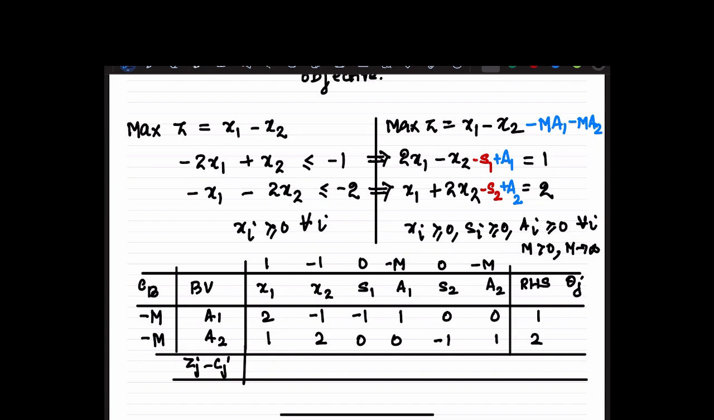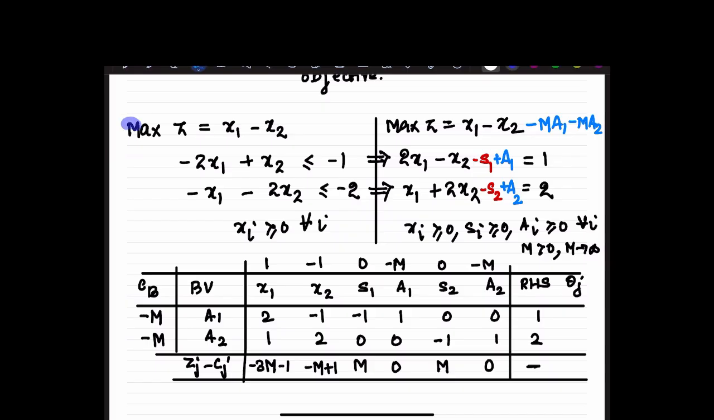The first is minus 3M minus 1. The next is minus 2M plus M, which is minus M, plus 1. The next is M. The next is 0. The next is M. The next is 0. Don't calculate this.